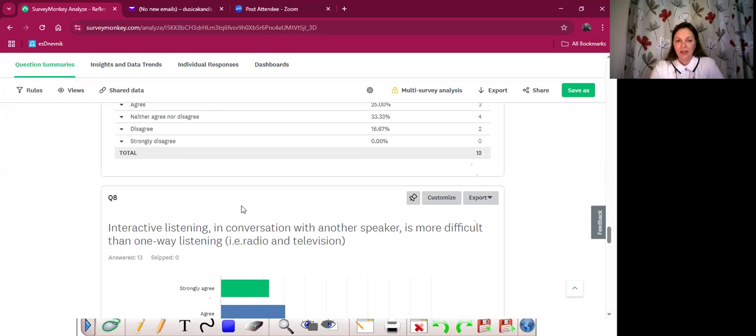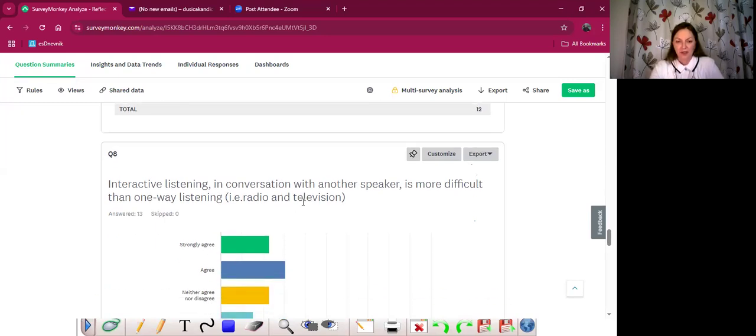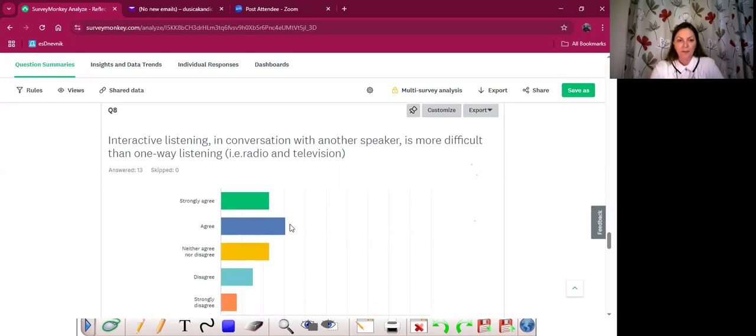Interactive listening, question number 8. In conversation with another speaker is more difficult than one-way listening, for example, radio or television. And the majority said that they agree that interactive listening is more difficult than one-way listening. But in interactive listening, you can ask for clarification. And when you're listening to a radio or television program, if you don't hear it the first time and you don't have the opportunity to go back to rewind, you miss the information. I think that interactive is easier, but okay.